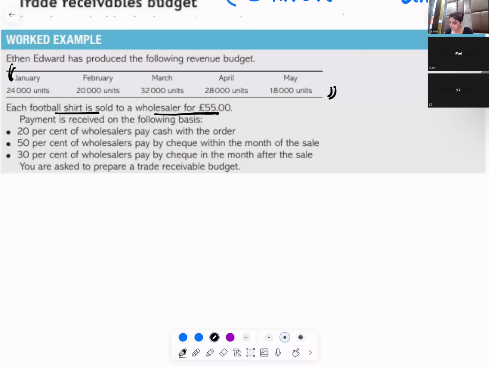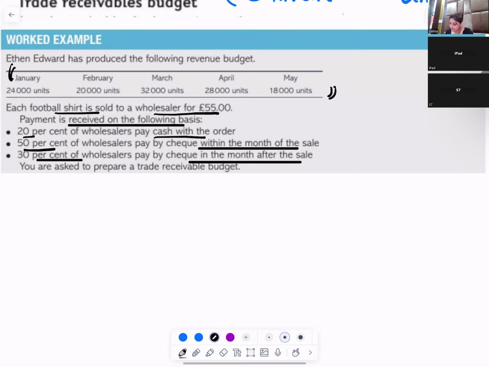Payment is received on the following basis. 20% of wholesalers pay cash with the order. 50% of wholesalers pay by check within the month of the sale. 30% of the wholesalers pay by check in the month after the sale. You are asked to prepare a trade receivable budget.